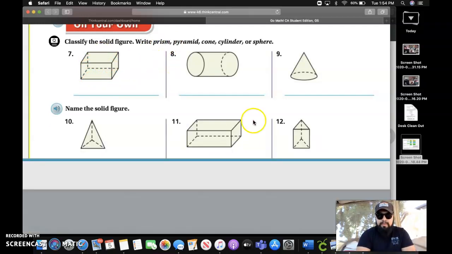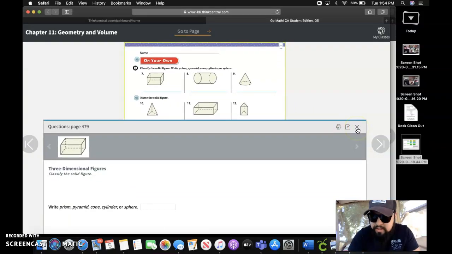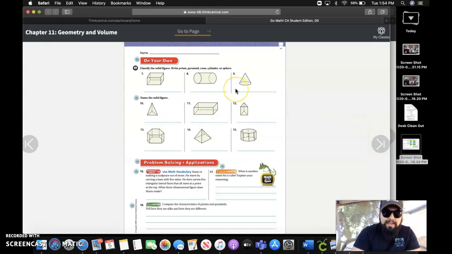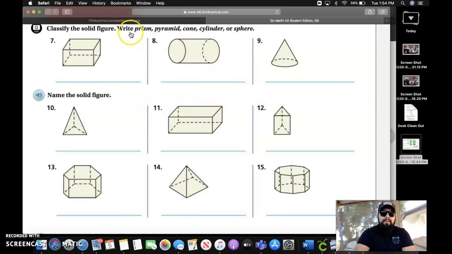Okay? Of course, it wouldn't be me if these were popping up. Okay, so go ahead and pause the video, number them out. You don't have to draw the picture, just number it out, and try to classify them the best you can. Look for the number of bases. If it's 1 base, it's a pyramid. If it's 2 bases, it's a prism.